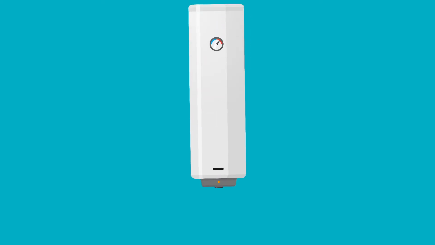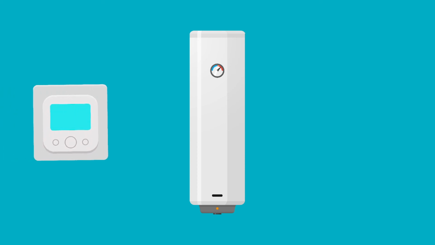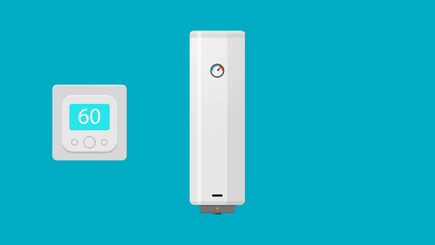When it comes to your hot water, you will have a hot water cylinder. This system heats water and stores it at a certain temperature. If the water tank has a thermostat, set this no higher than 60 degrees. This temperature sterilises the tank and prevents bacteria growing without wasting electricity.